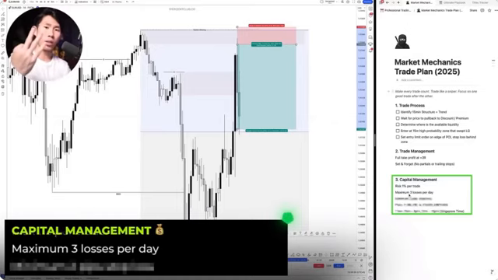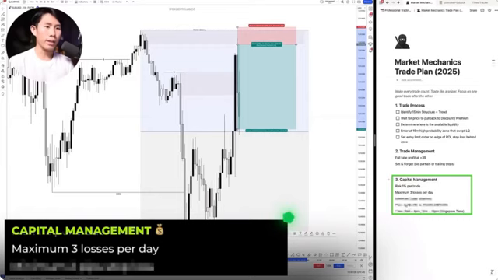For me, that's 3 losses, right? Which means I essentially have 3 bullets per day. So I have 3 trade opportunities per day. If I trade 3 times and I lose all 3 times, I'm done trading for the day. I'm going to be closing the laptop, going to the gym, going for a walk in the park, or just sit down and watch Netflix or something if that's what you like.